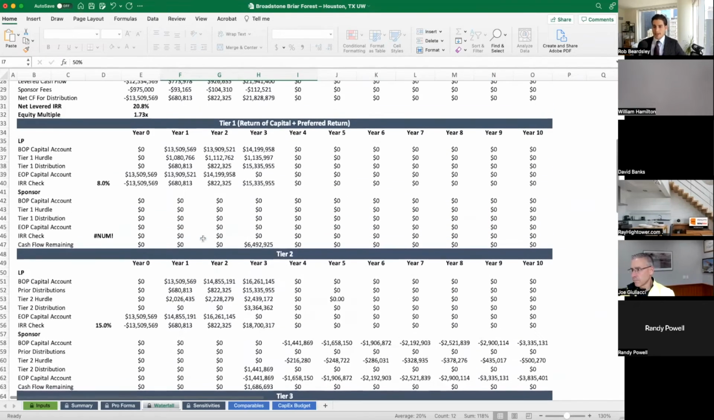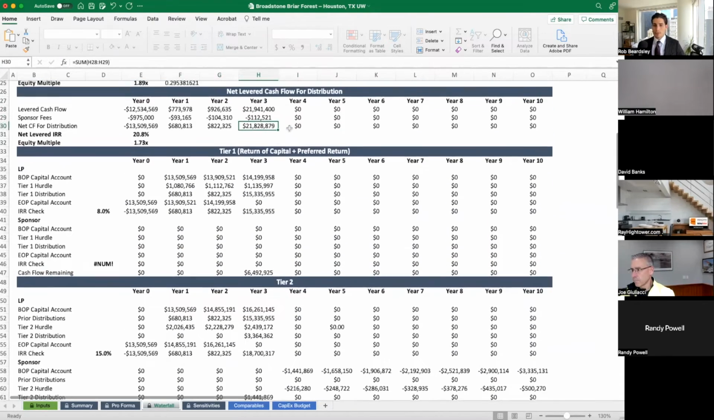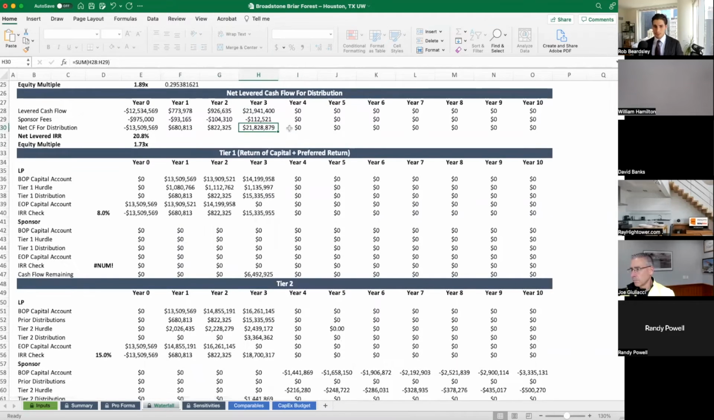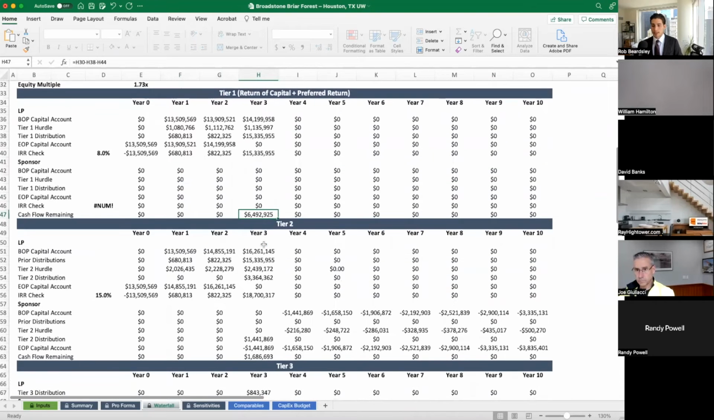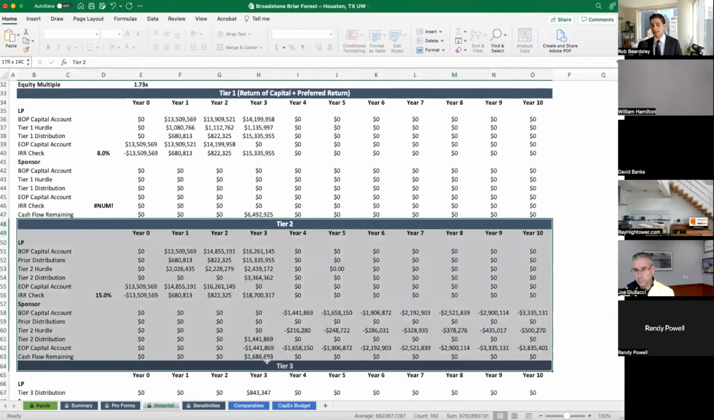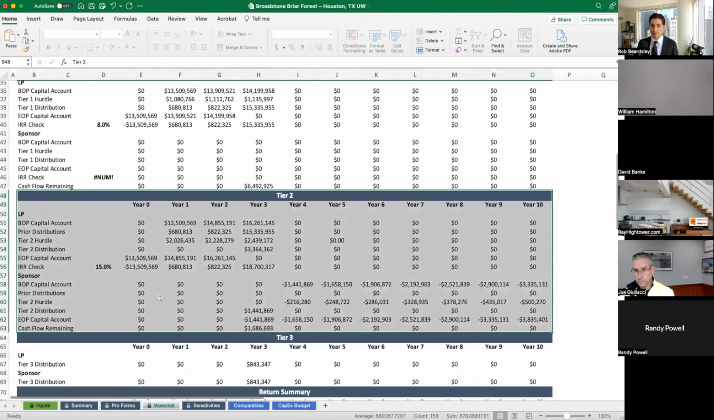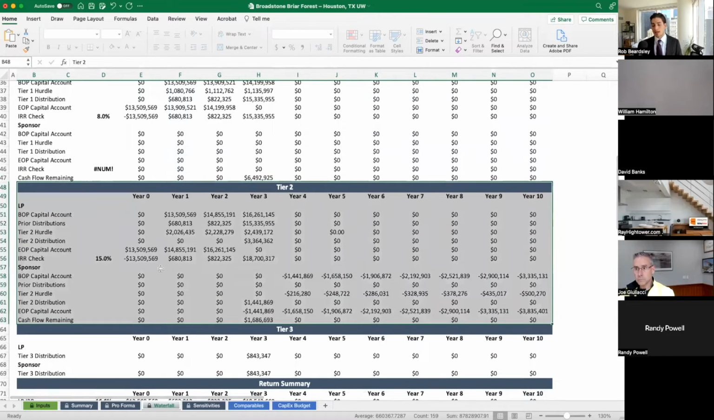So as we said, there's 22 million roughly in sale proceeds. And in order to satisfy the 8% cumulative and compounding preferred return, we paid out in tier one effectively 15.3, leaving us 6.5 million in cash flow that now can be essentially split. Long story short, split at 70-30 in the tier two, but it's not quite that simple. So let's actually run through it line by line in tier two.